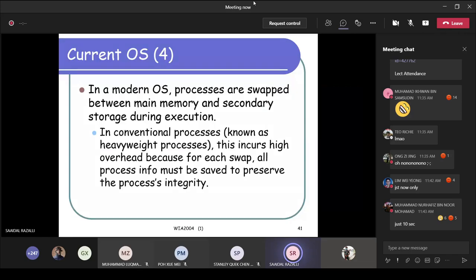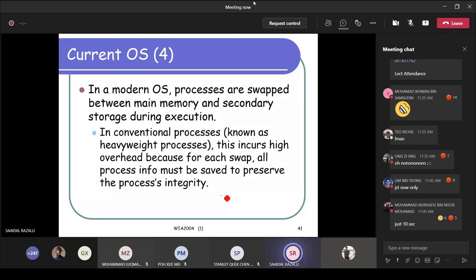In modern OS as well, processes are switched between main memory and secondary storage during the execution. In a conventional process, known as a heavyweight process, this incurs high overhead because for each swap of a process, info must be saved to preserve the process integrity. So processes are swapped between memory and secondary storage during execution.